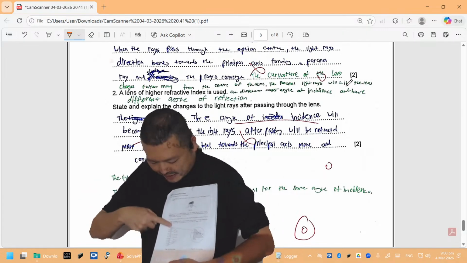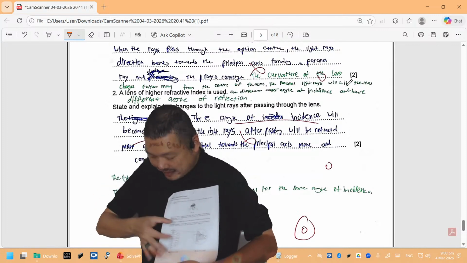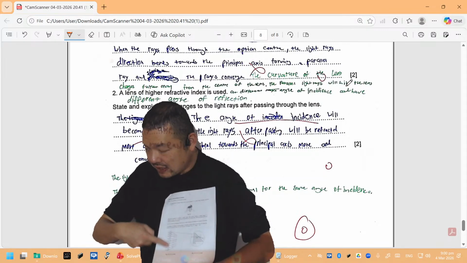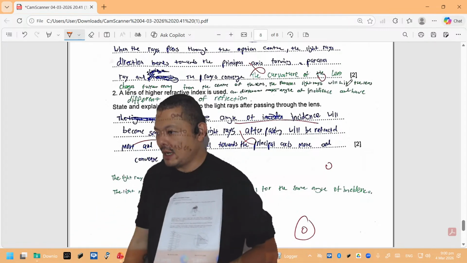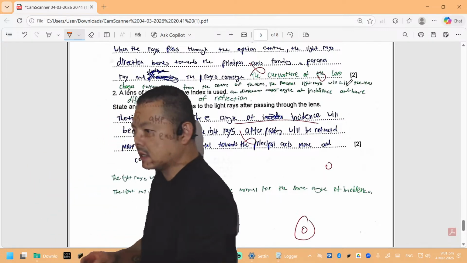So all the light rays that are parallel coming into this lens will all converge at a point, because the ones on the outside bend more, and the ones nearer the center bend less. So they all converge at this point behind the lens here. That was what I was trying to describe to you inside the Telegram message.